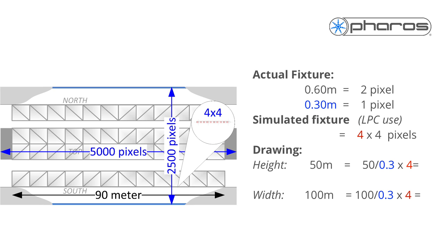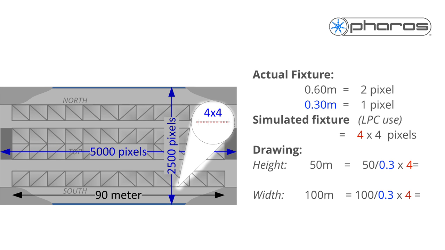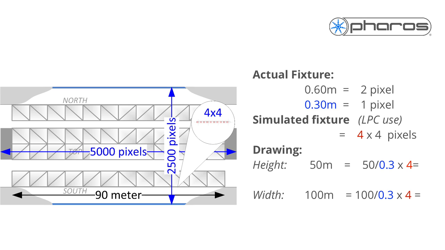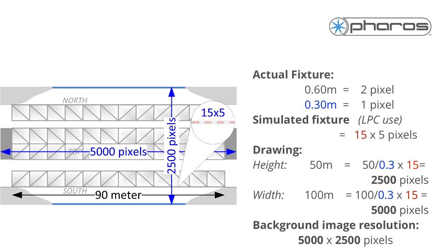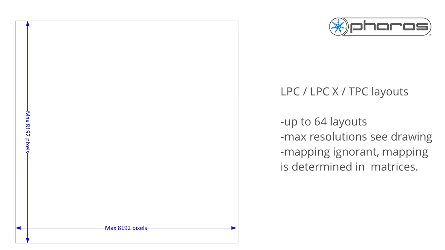Using the smallest possible fixture in Designer, 4x4 pixels, I need to multiply with this size. I should make the image around 1300 pixels wide. In this case, I choose to make the fixtures 15 by 5 in size, and therefore my background image should become 5 by 2500 pixels. Note that I use the highest value of the fixture for calculation of both height and width. The maximum dimension for these layouts is just over 8 by 8000 pixels, and many layouts can be created.